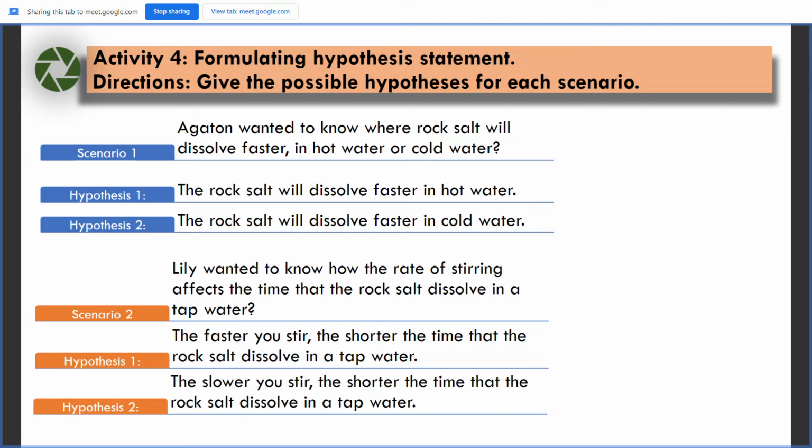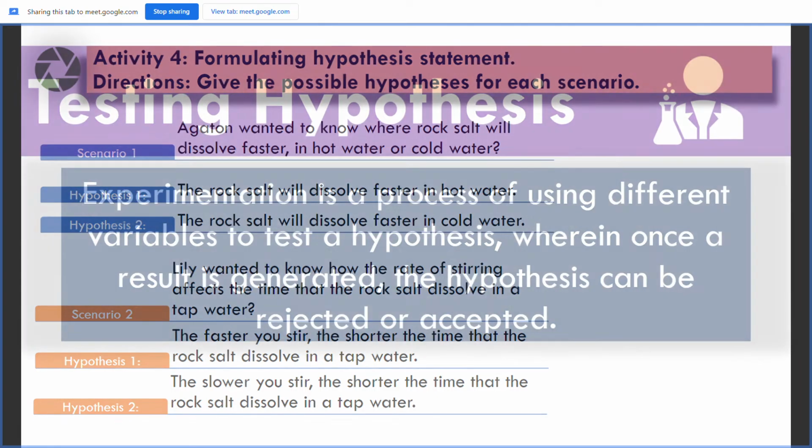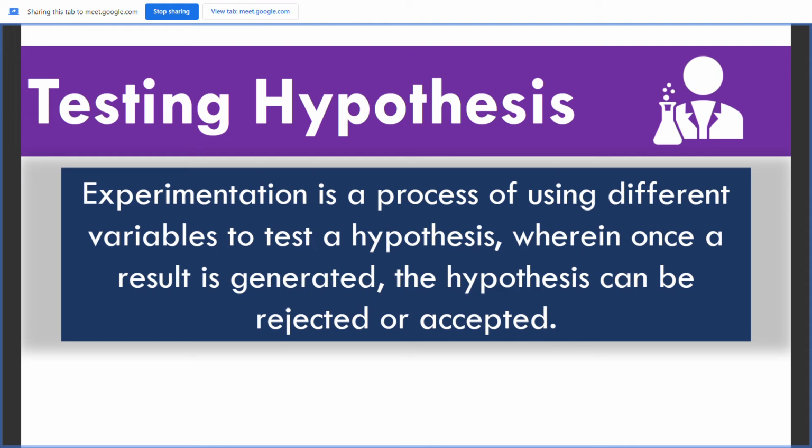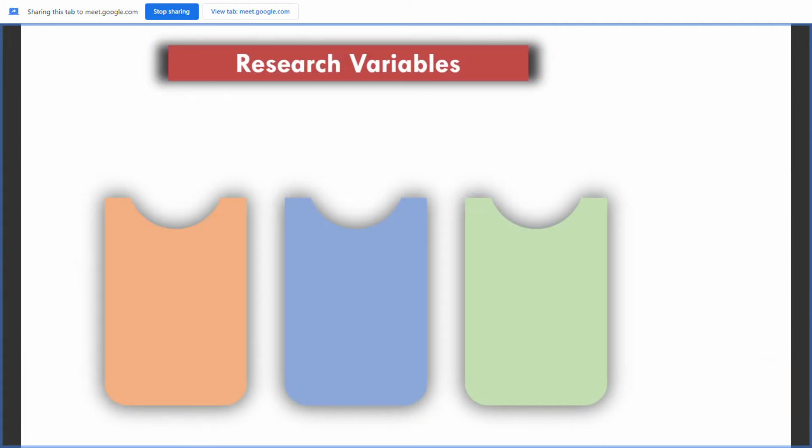So, parang hinulaan niya kung ano yung possible na sagot. The next thing that we are going to do is test the hypothesis. Yung hypothesis po ay titingnan natin kung siya ba ay rejected or accepted. But before we proceed to the experiment itself, kailangan identify muna natin yung tinatawag natin research variables.